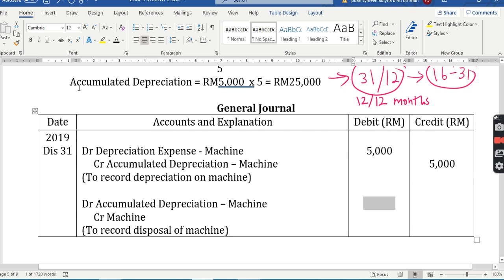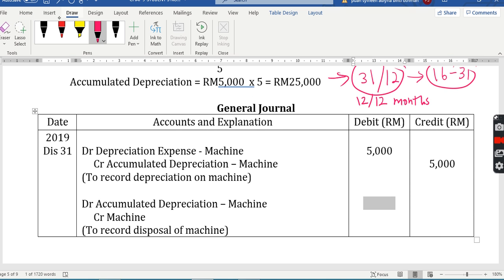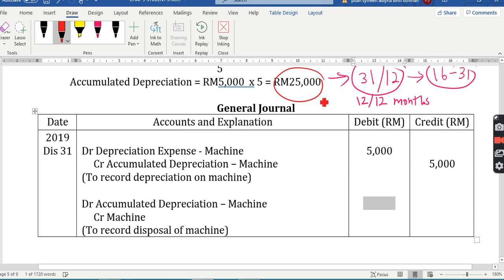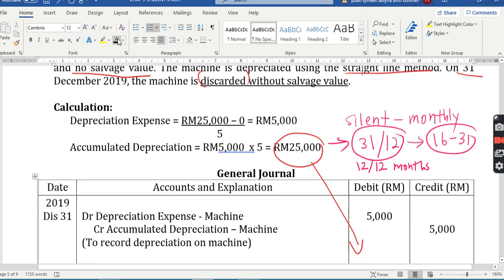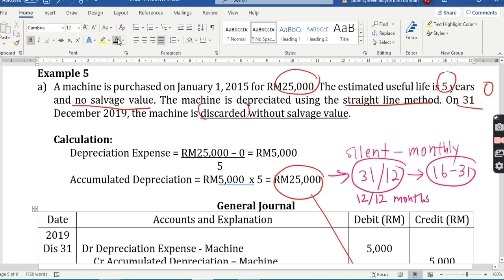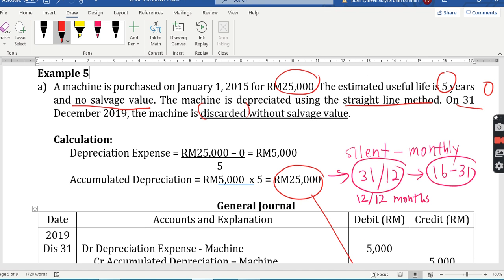Okay, you calculated the amount here. So the accumulated depreciation is based on this calculation, that is 25,000. So this one will be journalized here, 25,000. And at the same time, I am closing the asset account. So how much will I credit? The amount that will be credited is 25,000. This is the amount that we need to credit.